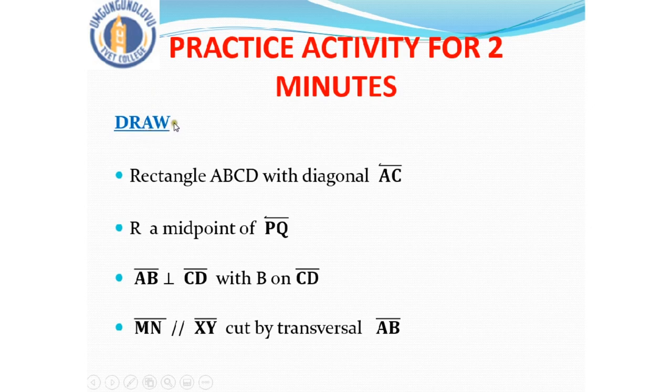From what we have covered so far, let me give you a practice activity for about 1 minute. Number one, you draw a rectangle ABCD with a diagonal AC. Number two, you draw R, a midpoint of line segment PQ. Number three, you draw line AB perpendicular to CD, with B on CD. This is the sign that we use for perpendicular. Number four, line MN is parallel to line XY, and they are cut by a transversal AB.